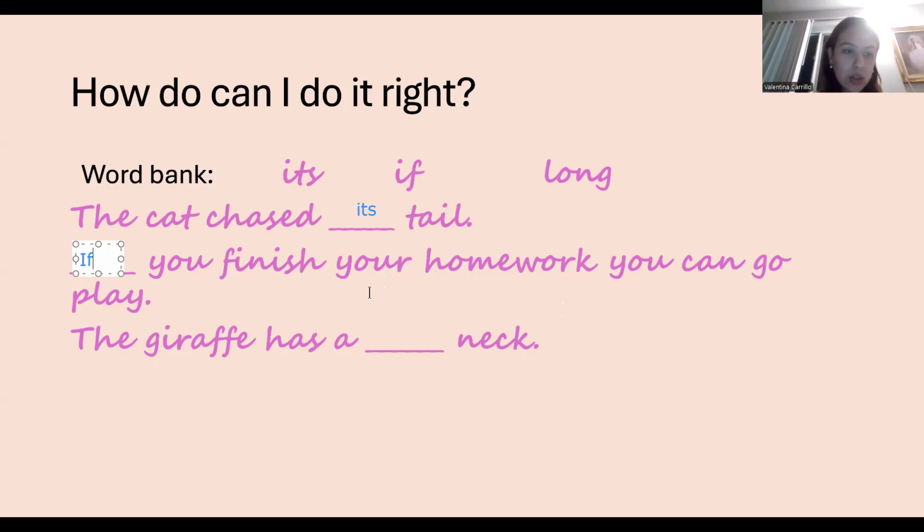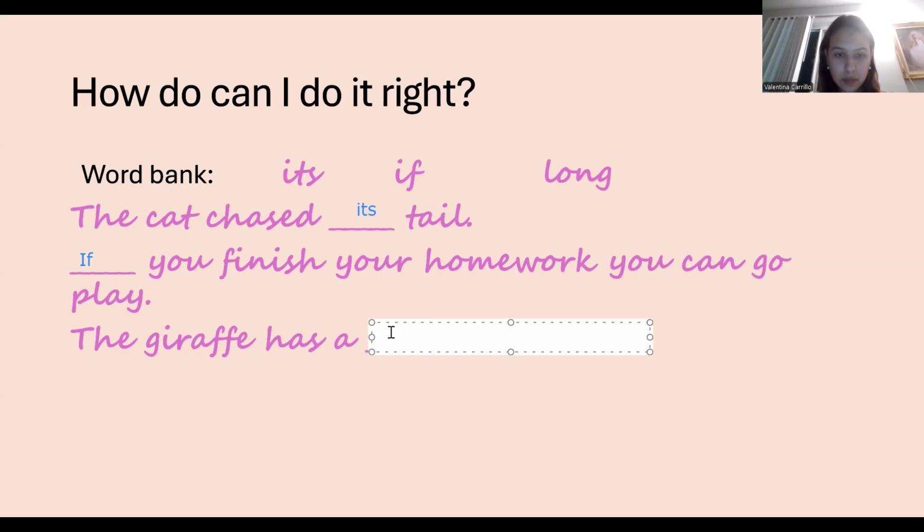Okay, moving on. So the third sentence says, the giraffe has a blank neck. So let's see. The giraffe has its neck. No, that doesn't sound right because it's just doesn't go with neck and it doesn't go with the sentence at all. So the giraffe has a if neck.